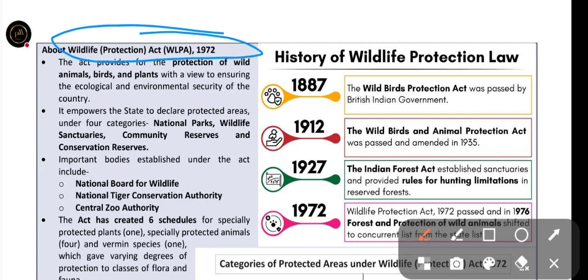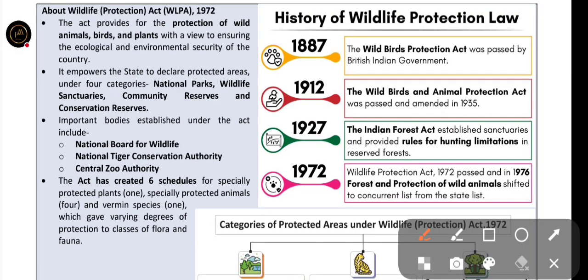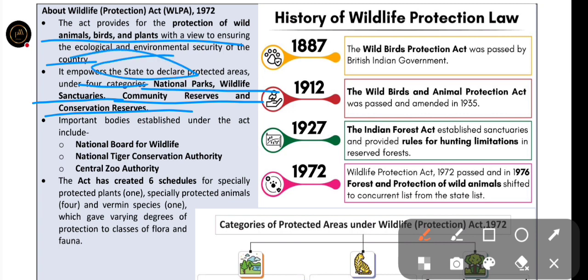This is about the Wildlife Protection Act 1972, and the features of this act. The act provides for the protection of wildlife, wild animals, birds and plants with a view to ensuring the ecological and environmental security of the country. This act empowers the state to declare protected areas under 4 categories: national park, wildlife sanctuaries, community reserves and conservation reserves. You need to know that the state has the power to declare these 4 protected areas.